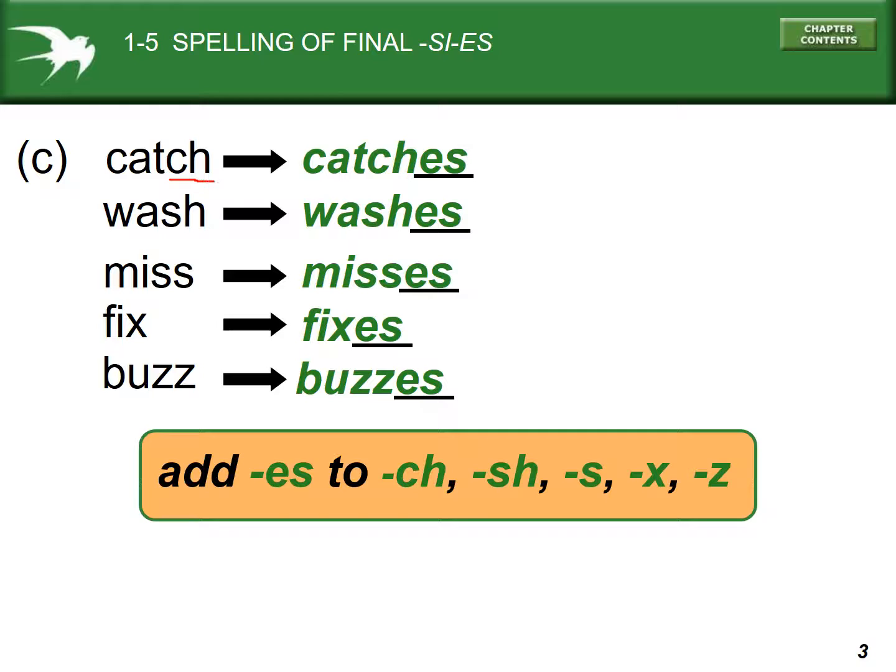If it ends in CH, SH, S or double S, X or Z or double Z, then you're going to add that ES. The reason is because with those final sounds, we can't just add an S. We need an extra syllable. We need an extra vowel sound before the final S. So we have to spell that with an ES to be able to pronounce it the way that it is written.